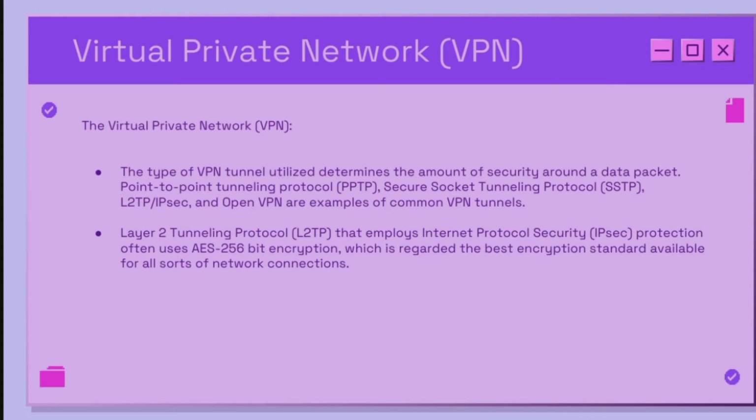Point-to-Point Tunneling Protocol, Secure Socket Tunneling Protocol, Layer 2 Tunneling Protocol, Internet Protocol Security, and OpenVPN are examples of common VPN tunnels. Layer 2 Tunneling Protocol that employs Internet Protocol Security protection often uses Advanced Encryption Standard 256-bit encryption, which is regarded as the best encryption standard available for all sorts of network connections.